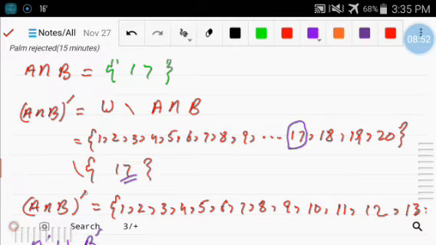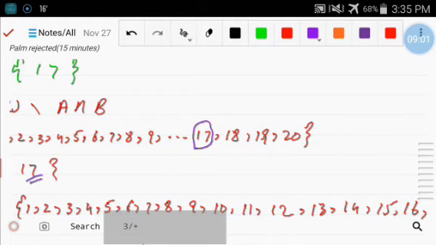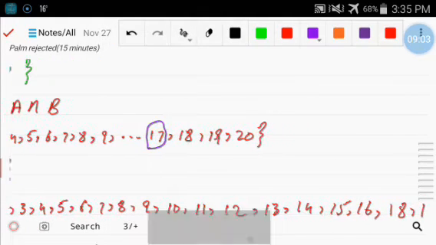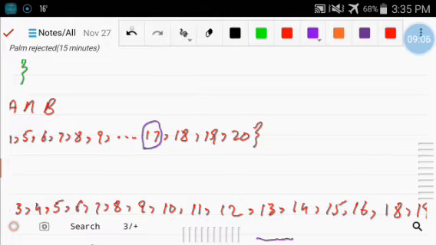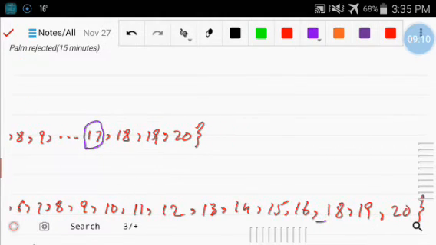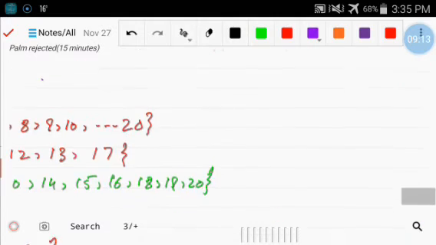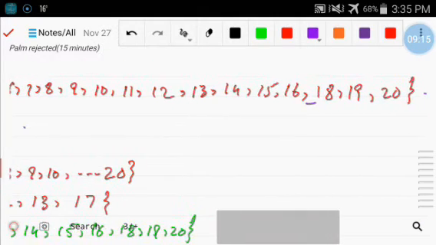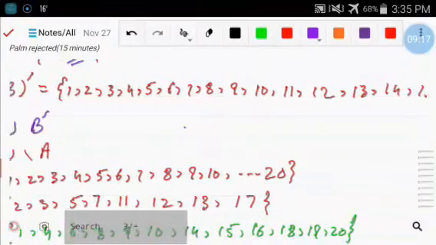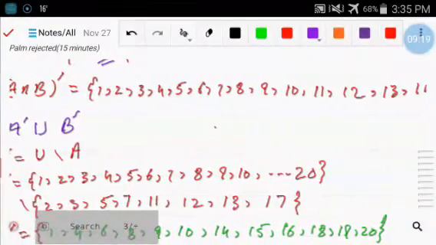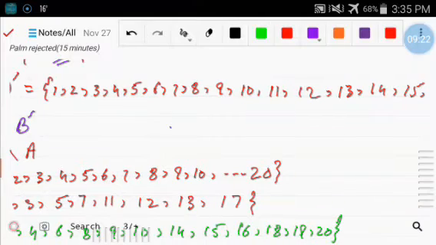So A intersection B whole complement is equal to 1, 2, 3, 4, 5, 6, 7, 8, 9, 10, 11, 12, 13, 14, 15, 16, except 17, 19 and 20. And this one is equation number 3.